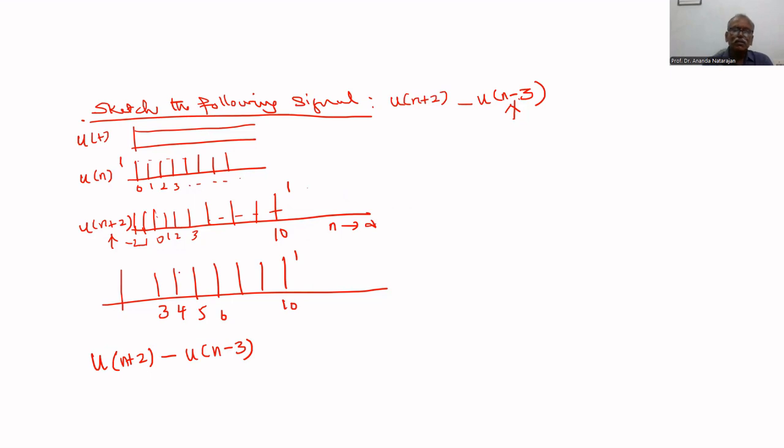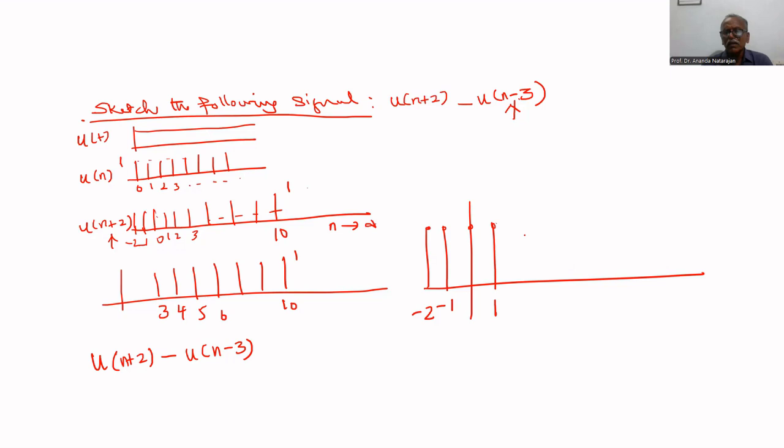From 3 onwards. So before 3, whatever signal is available here will be there. From -2 to 2 is available. So the answer is, you will get at -2 one signal, at -1 one signal, at 0 one signal, at 1 one signal, at 2 one. That's all. All other values are getting cancelled.